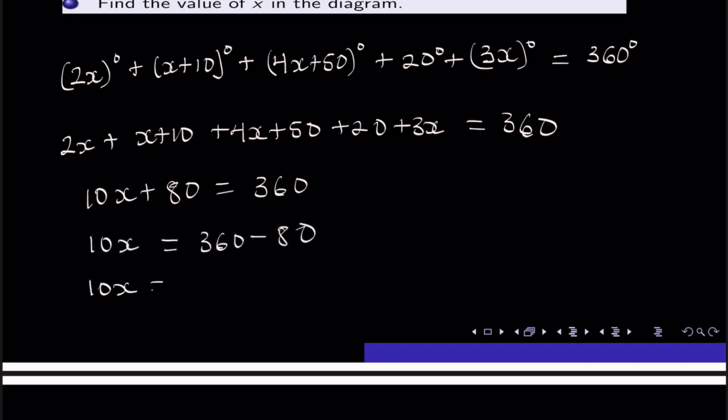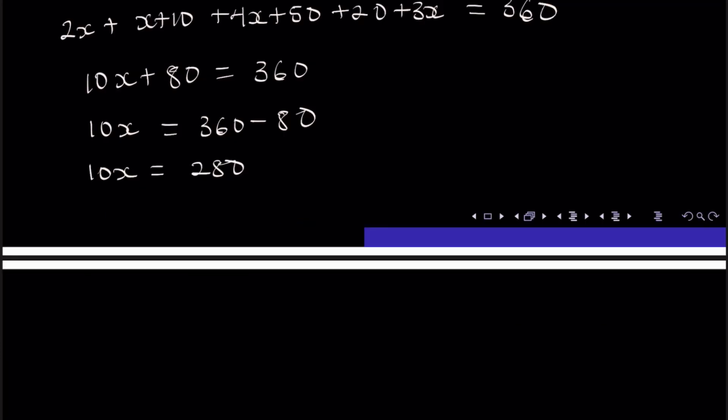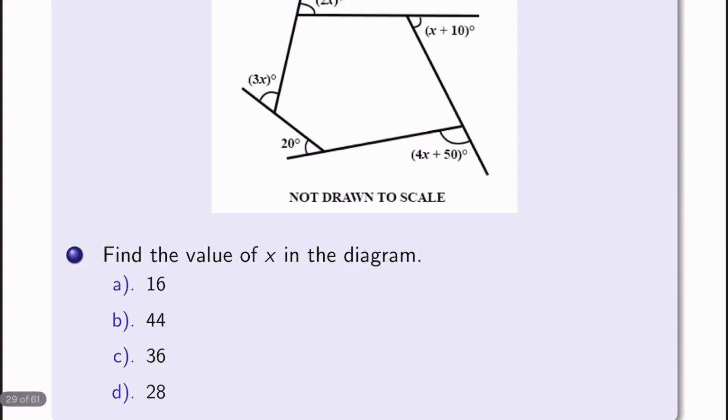Thus, 10x is equal to 280. We now divide by the coefficient of x, so that will be 10x divided by 10 is equal to 280 divided by 10. Thus, x is equal to 28. The correct option is option D.